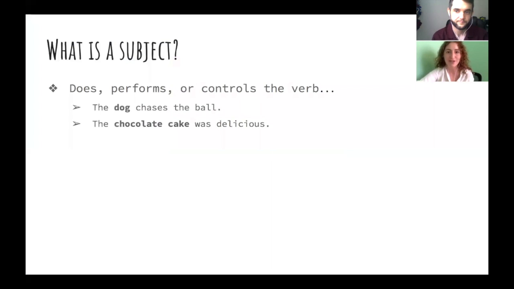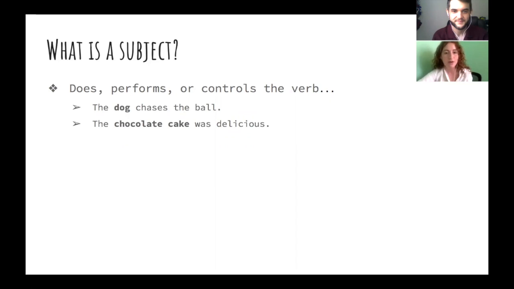To start things off, a subject is the thing or person in a sentence that does, performs, or controls the verb. It's kind of the main character of the sentence. It's what's making things happen. Examples: the dog chases the ball. The subject here is dog. The dog is the thing doing the chasing to the ball.